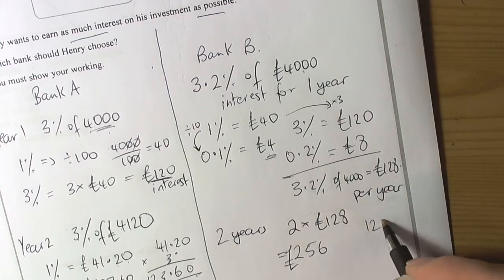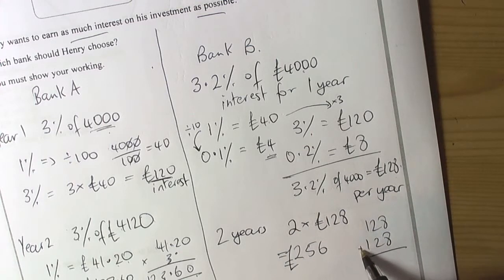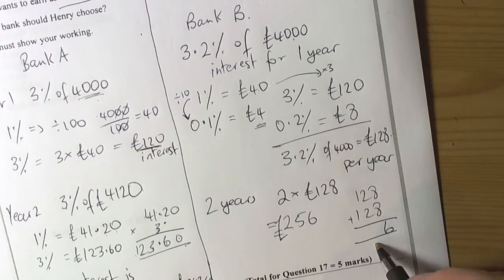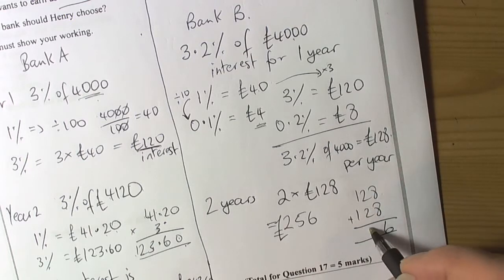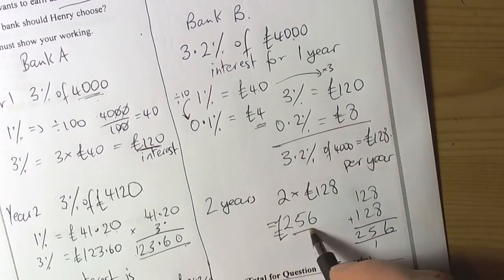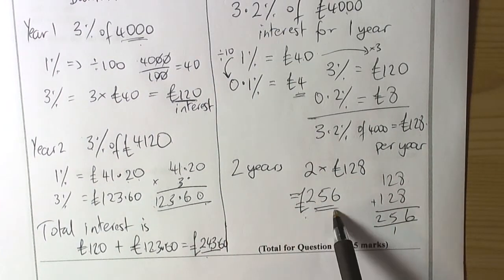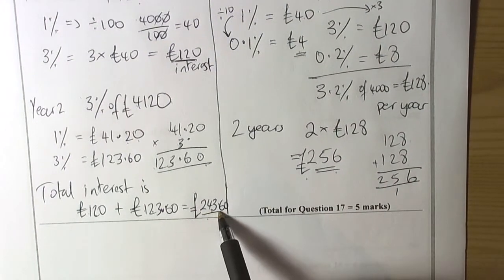Remember, if you're not sure what to do, then just put them twice, add them together. 8 and 8, 16, 1 to carry. 2 and 2 and 1 is 5, 1 and 1 is 2. So £256. So we can see from the figures we've got then, for Bank B, after 2 years, there'd be £256. For Bank A, there'd be £243.